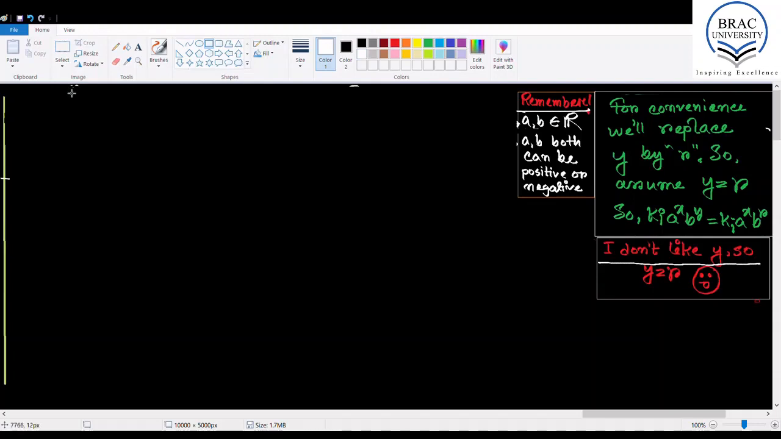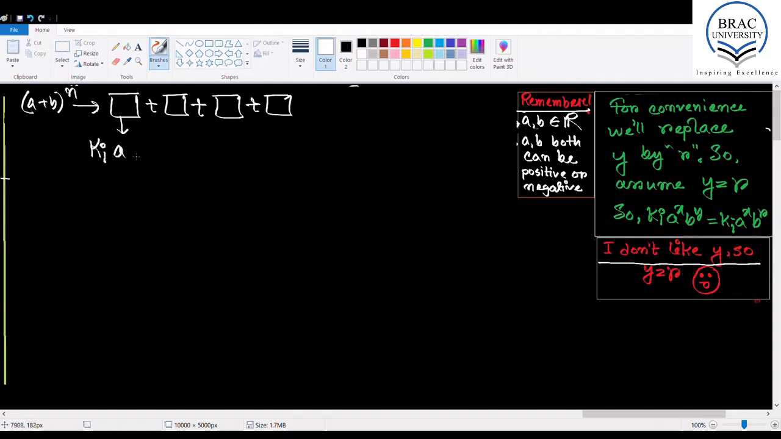Students, in the previous segment, we assumed that in the expansion of (a + b)^n, this binomial expression, if the representative terms are like these blank boxes, from fact 0, we got that all of these terms will have the form k a^x b^y, right? Each of them will be expressed in this form.